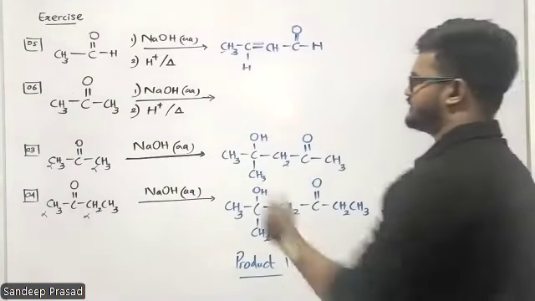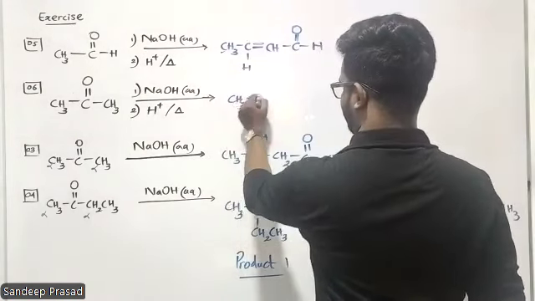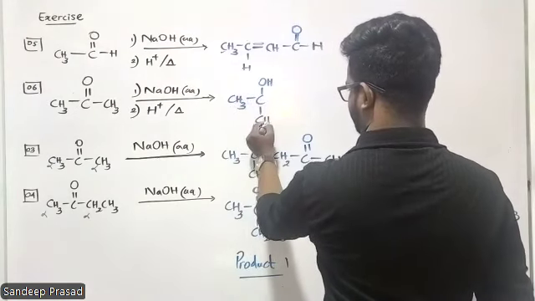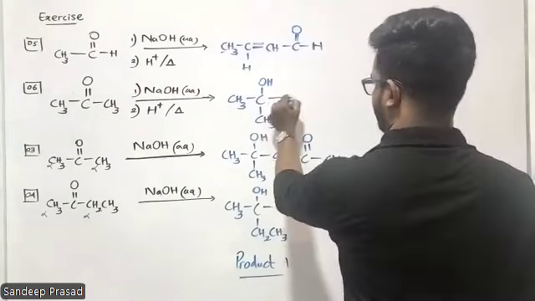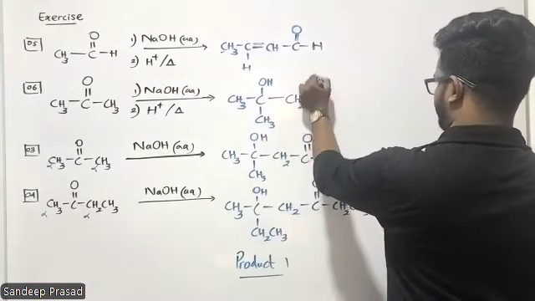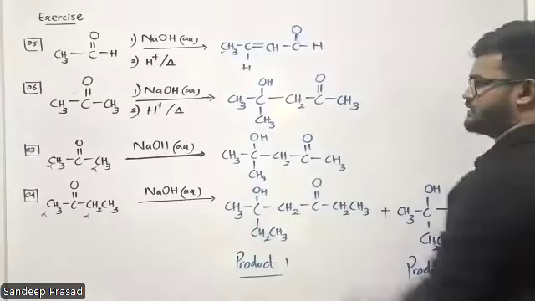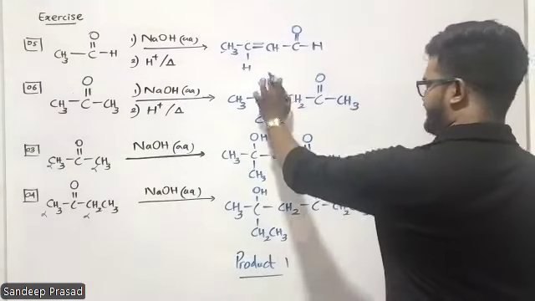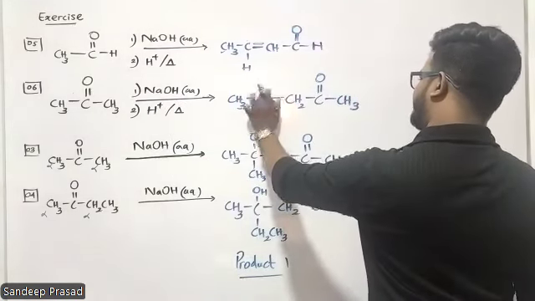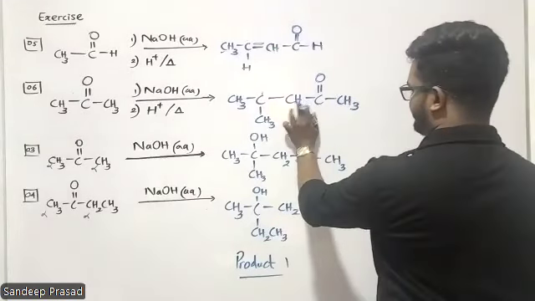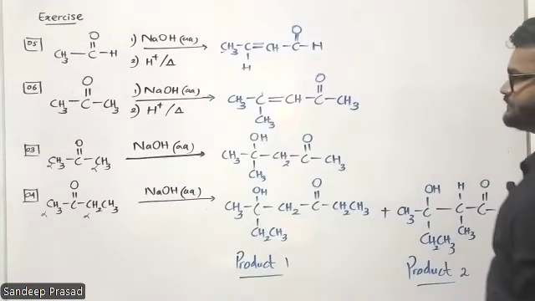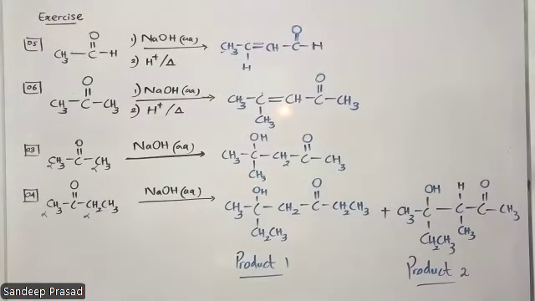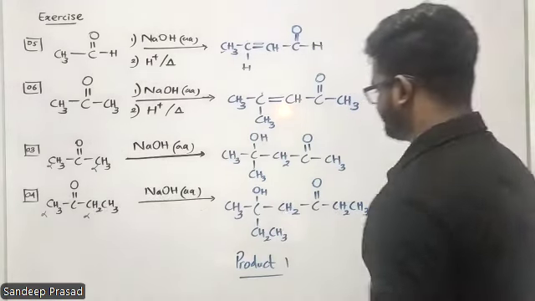And then what will happen? CH3, OH, CH3, and CH2, C double bond O, CH2 in this. Right? But after addition of H plus and heat, what will happen? Dehydration will take place. OH is eliminating with the hydrogen which is connected to the poor number of hydrogens, and a carbon-carbon double bond forms. So this is an alpha beta unsaturated ketone, not an aldehyde, because the C double bond is CH2. Okay.